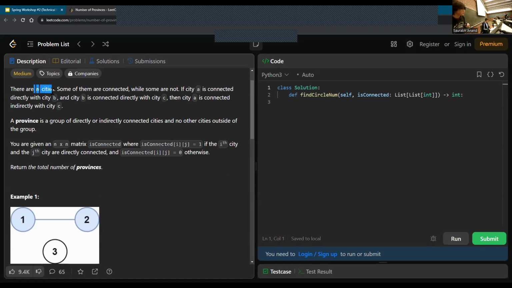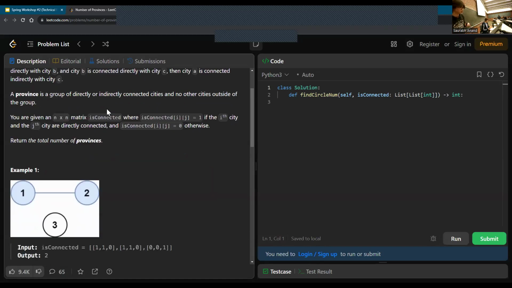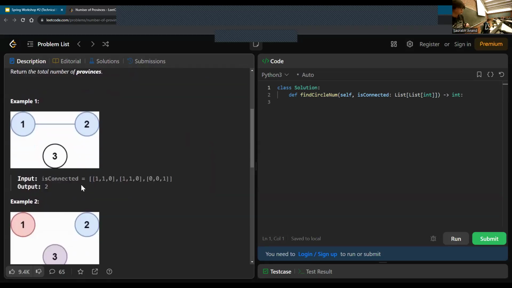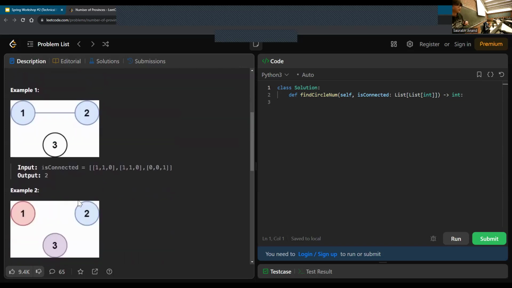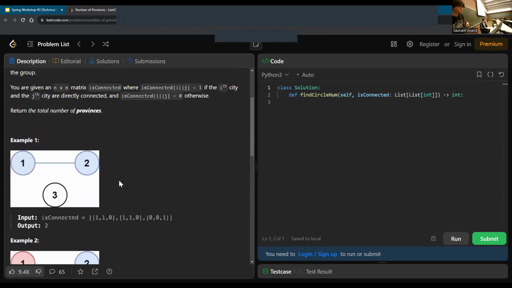So we have the cities, and some of them are connected to each other, some aren't. If city A is connected to city B, and city B is connected to city C, then A is indirectly connected to C, which would be like an island. It's all the connected cities. For example, for extra visualization, 1 and 2 are connected, so that altogether is like the connected component, or in terms of the islands, that would be like an island. And 3 is its own island. And then here, 1, 2, and 3 are all their own separate islands.